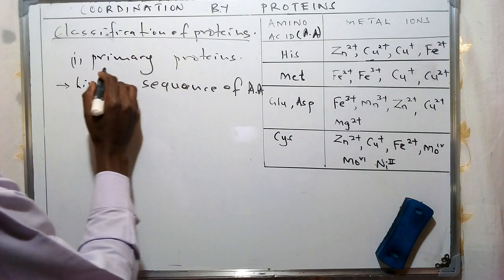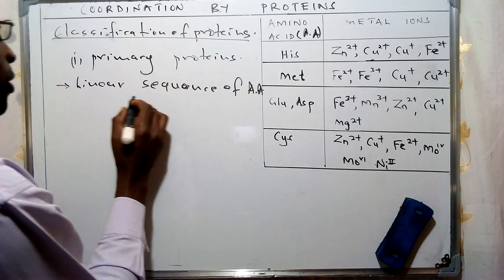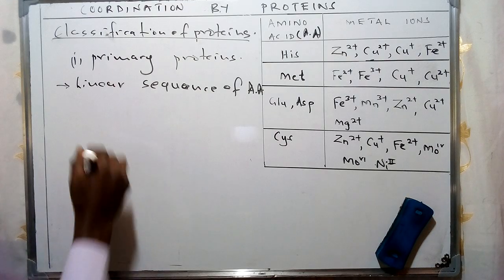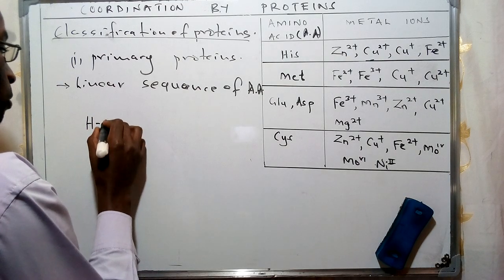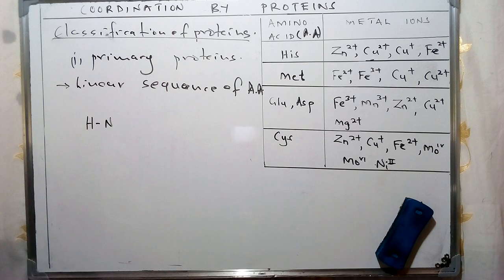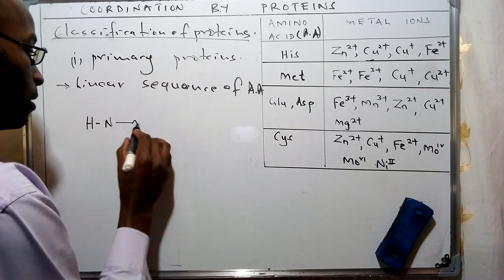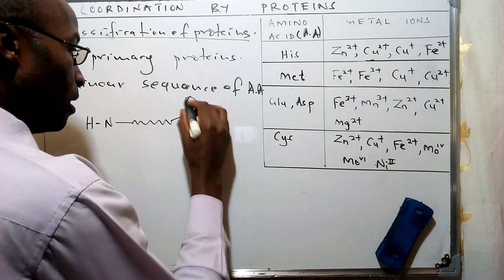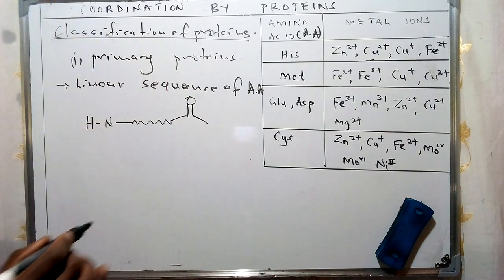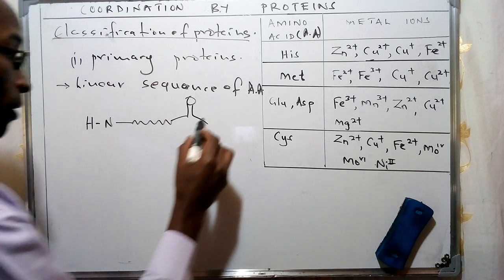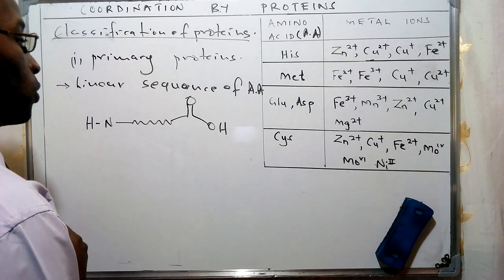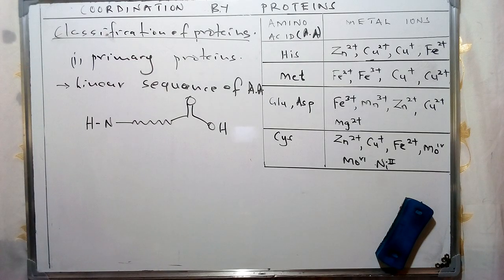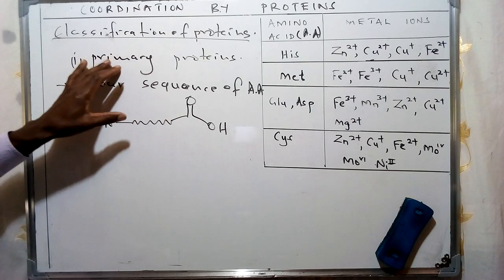So the first classification, primary proteins, consists of a linear sequence of amino acids, and we can give a general example of this formation, which consists of this amine group joined to the rest of the structure, and the other end is the C terminal, given as such. This forms a linear sequence of amino acids, which is what we call primary proteins.